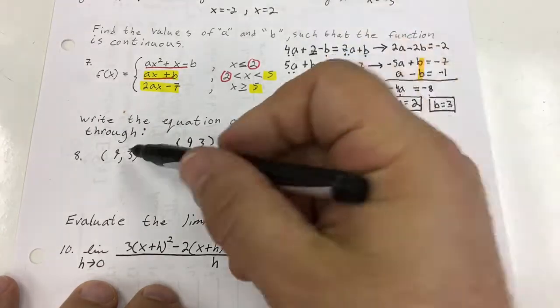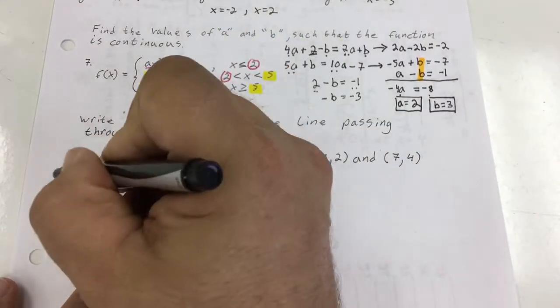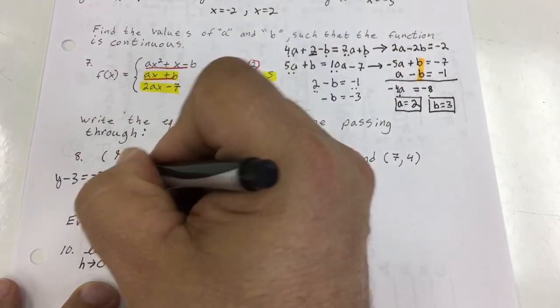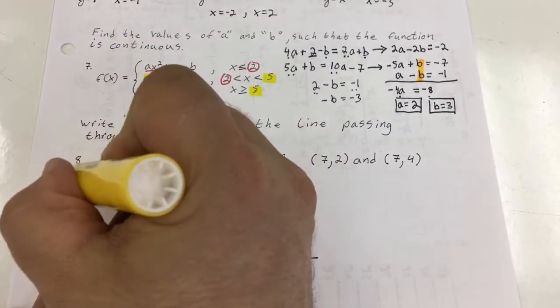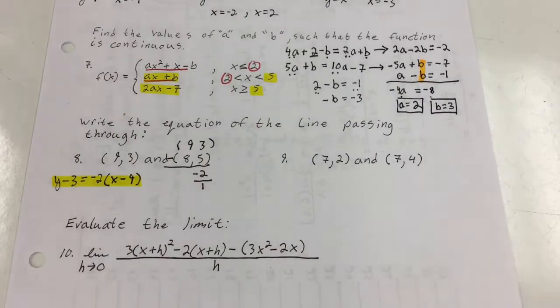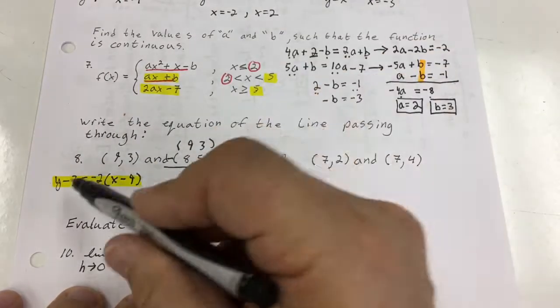Now in point slope form, I can get two different answers that are equal to one another. This is going to be y minus 3 equals the slope negative 2 times x minus 9. That is a legitimate answer in calculus. They usually don't require me to go any further, such as putting it in slope-intercept form. That is point slope form.